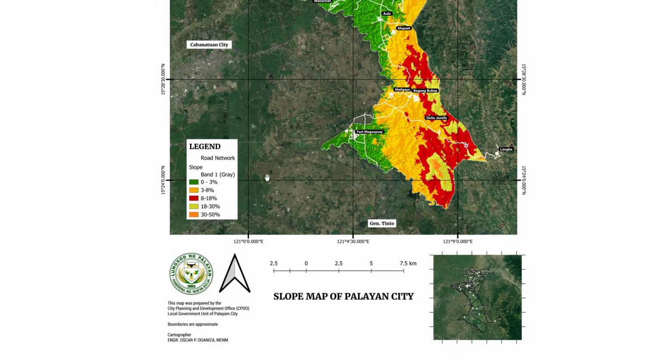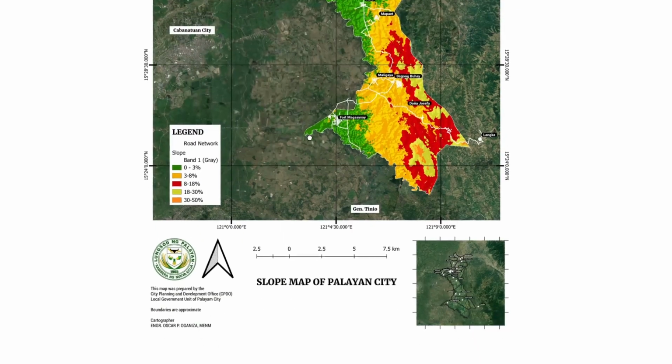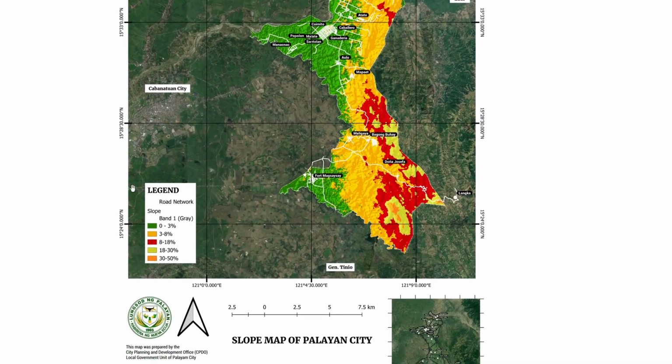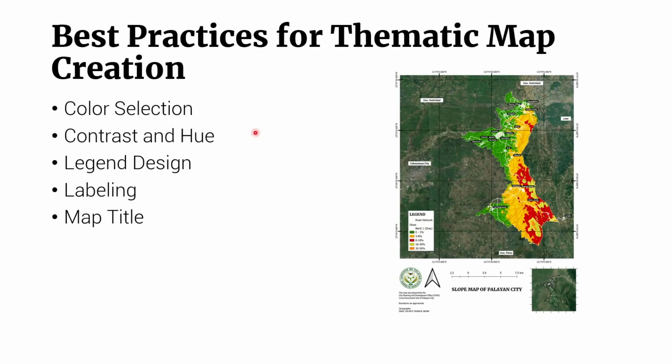And as you can interpret it, pag ginawa mong red to orange, talagang slopey na yan. Matatarik na area na yan. So, itong color coding na to is coming from the UP. Sa UP galing yung color coding na yan. So, sinunod lang namin. And those are the practices of thematic mapping creation: the color selection, the contrast and hue, the legend design, labeling, and map title.